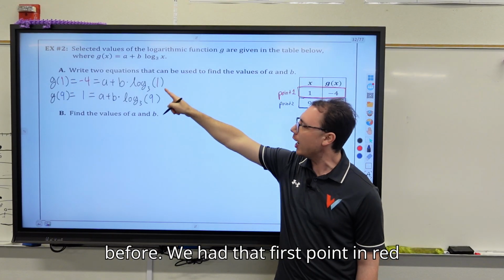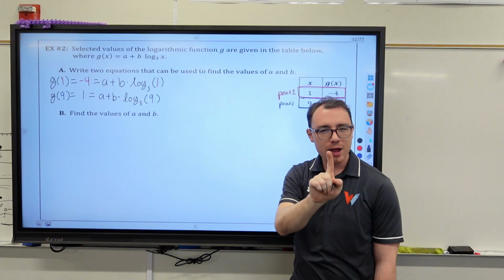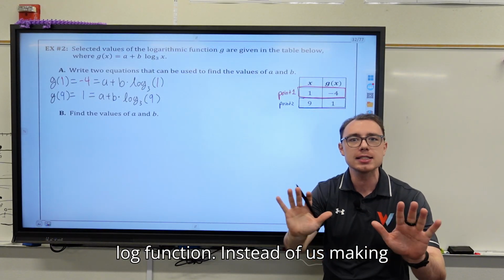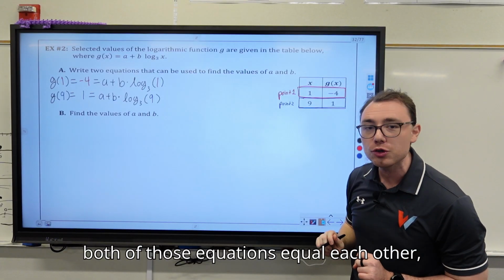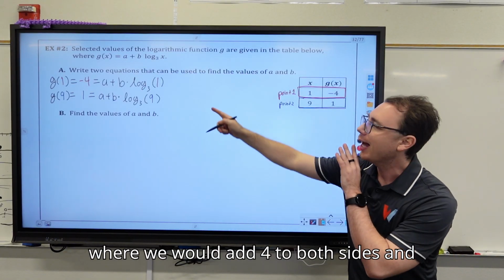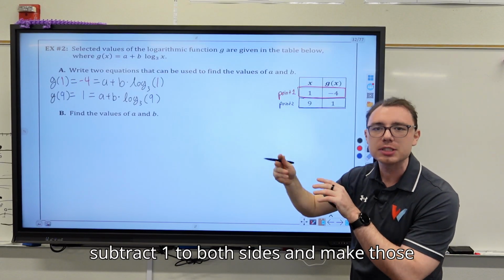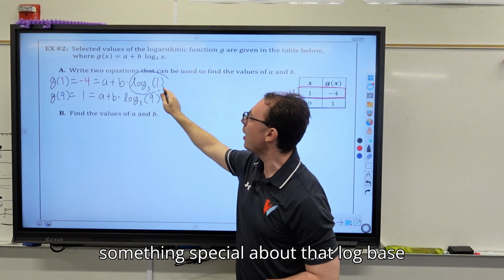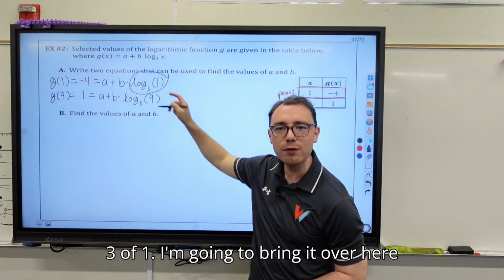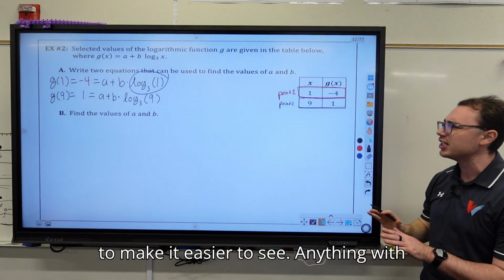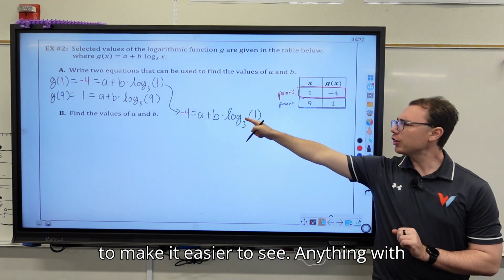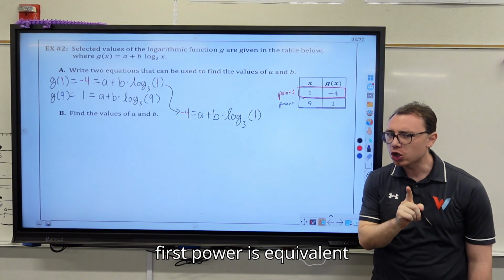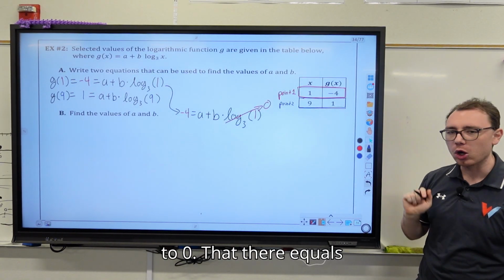We had that first point in red and that first point in blue, but there's something special about that red log function. Instead of us making both of those equations equal each other, where we would add 4 to both sides and subtract 1 to both sides, notice something special about that log base 3 of 1. I'm going to bring it over here to make it easier to see. Log of 1 with any base is equivalent to 0.